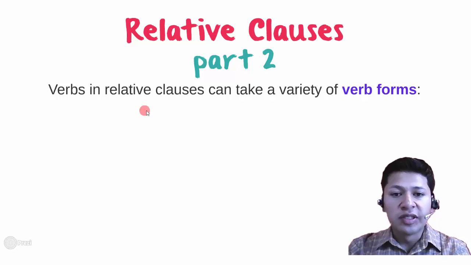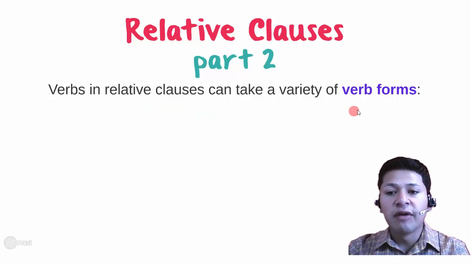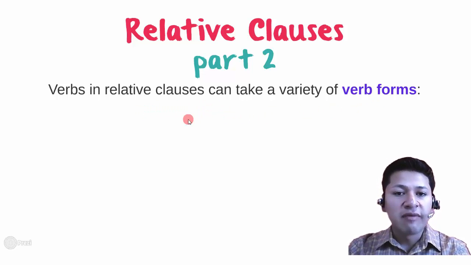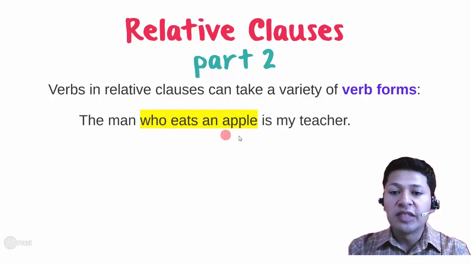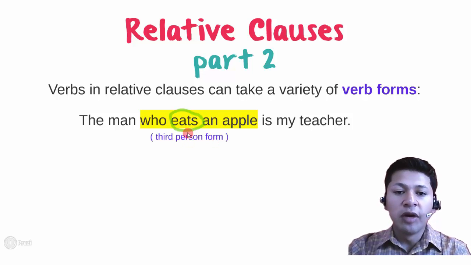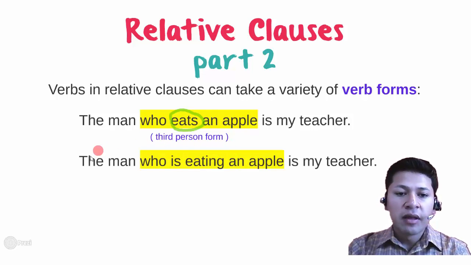Verbs in relative clauses can take a variety of verb forms. Here we have some examples. The man who eats an apple is my teacher. The verb eats is in the third person form. The man who is eating an apple is my teacher. The verb eating has the ing form.